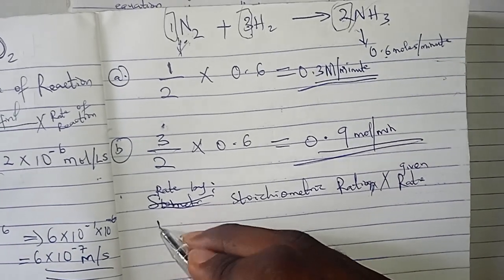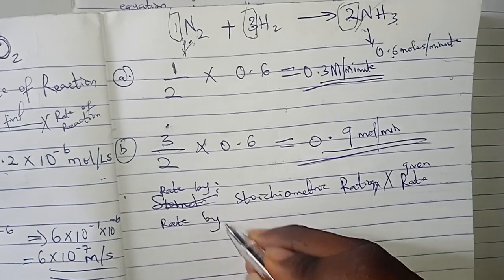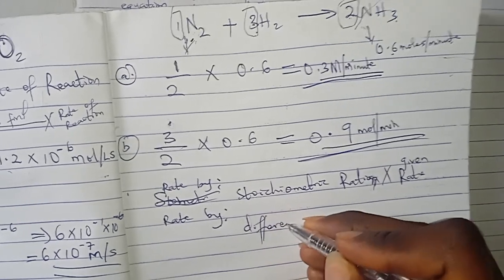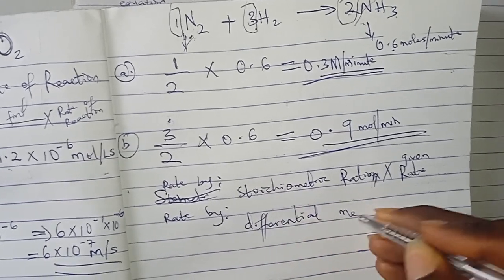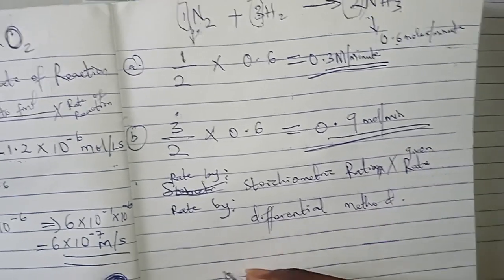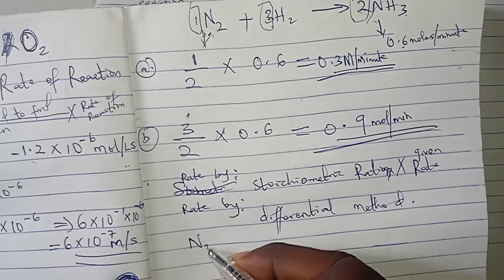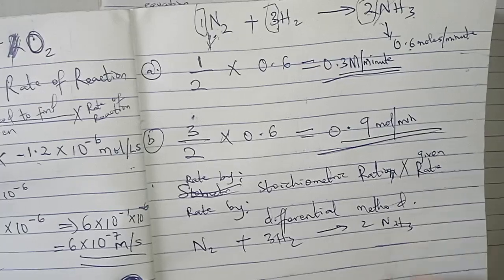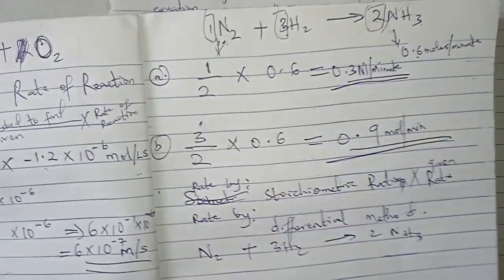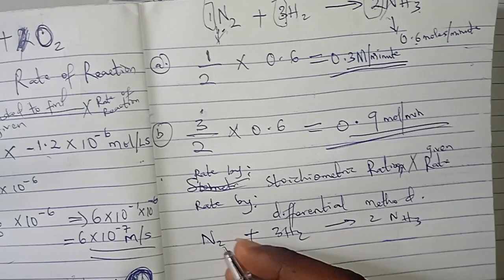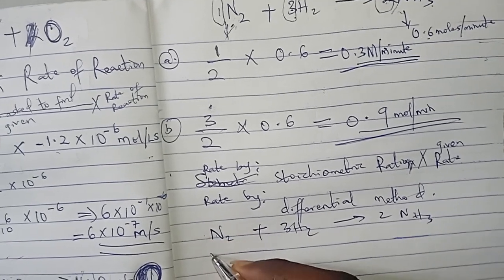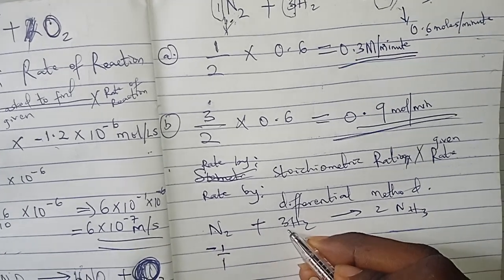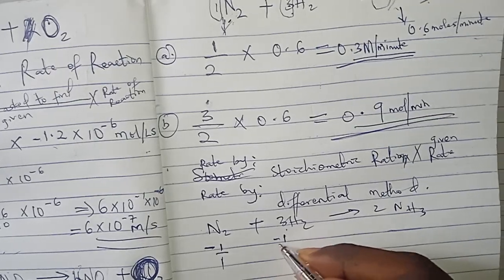We can also get rates by the differential method. In this differential method, for example, as I'm giving N2 plus 3H2 2NH3, it is almost the same thing, but see what we are doing now. If I'm checking this, this is on the reactant part, I'll have minus 1 over 1. This is on the reactant part, I'll have minus 1 over 3.